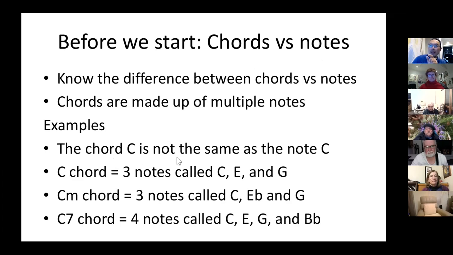The chord C is not the same as the note C, because the C chord is actually made up of 3 notes, and the notes are called C, E, and G. A C minor chord is made up of 3 notes, C, E flat, and G. And a C7 chord, for example, is made up of 4 notes, C, E, G, and B flat. So I hope you know the difference between chords and notes, because we're going to talk about them a lot today. So let's start.